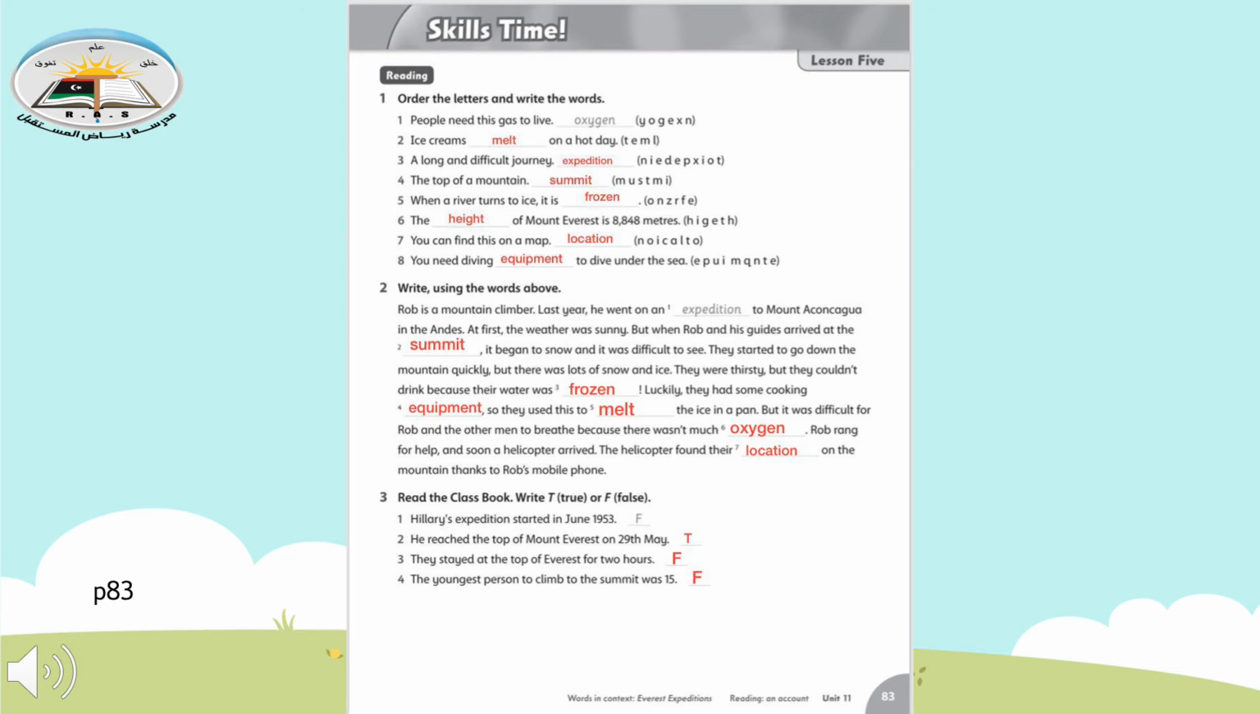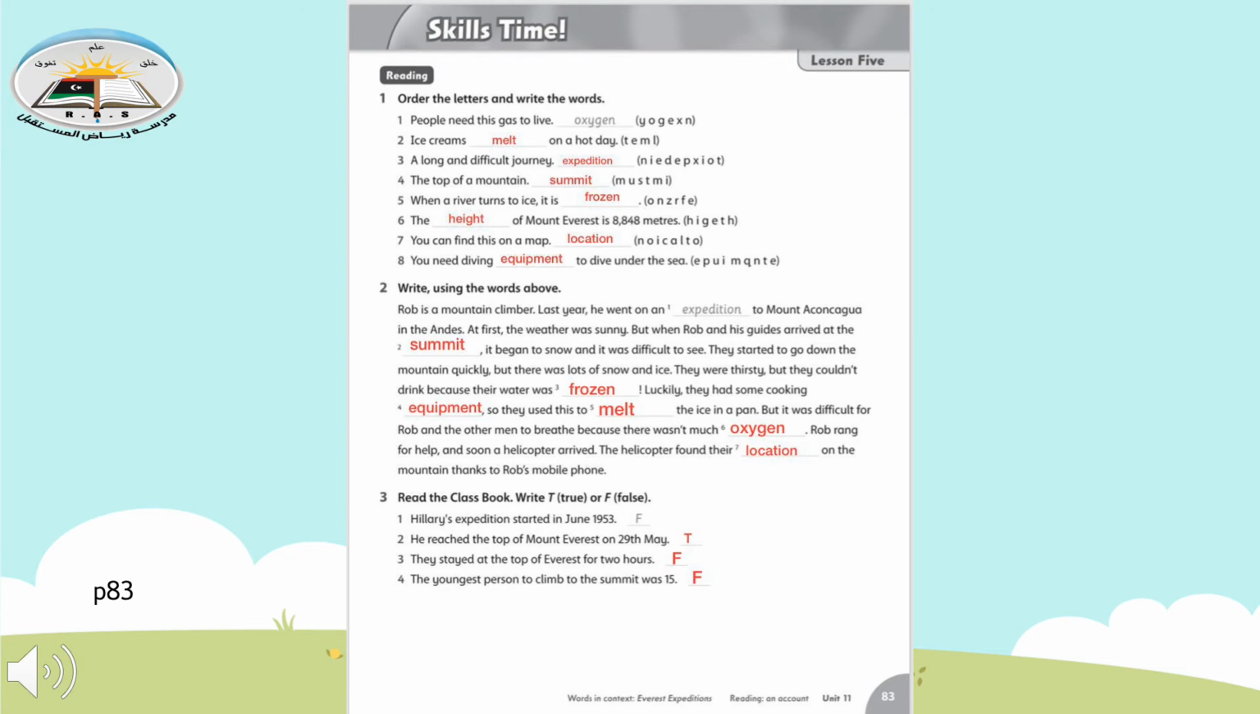Now, let's move on to question number 3. Read the class book, write true for true sentences and false for false sentences or wrong sentences. Number 1 is already answered. Hillary's expedition started in June 1953. Now this is false because the journey started in March 1953. Number 2. He reached the top of Mount Everest on the 29th of May. Now number 2 is true.